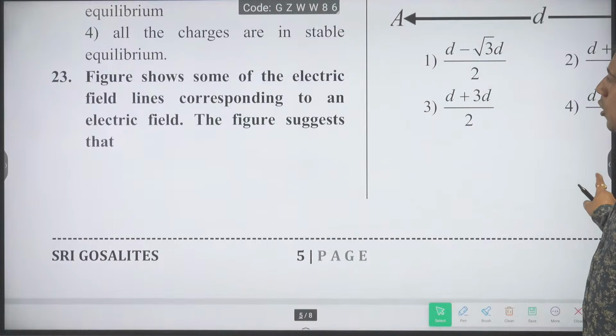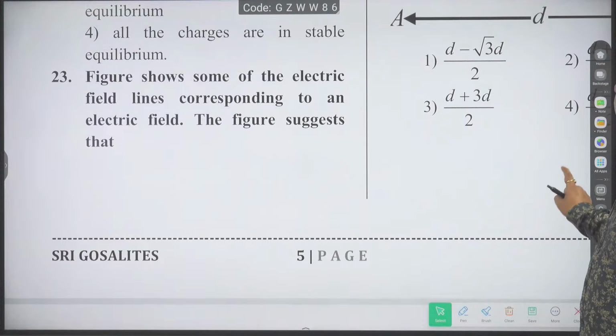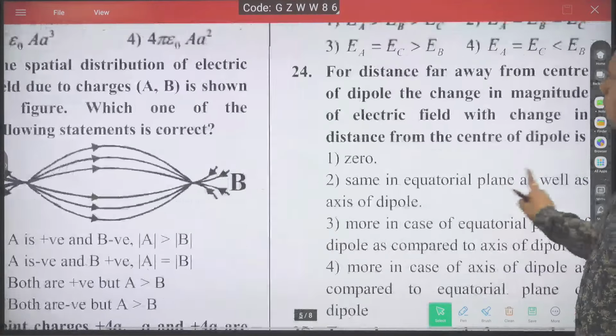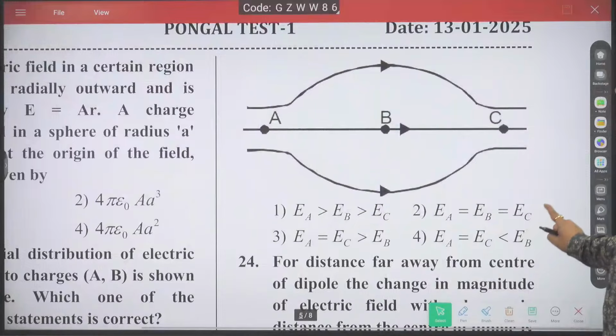Some of the electric field lines corresponding to an electric field, the figure suggests that. Let's discuss the diagram. Okay, one of the easy questions.